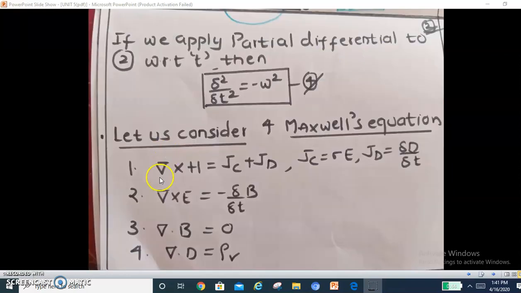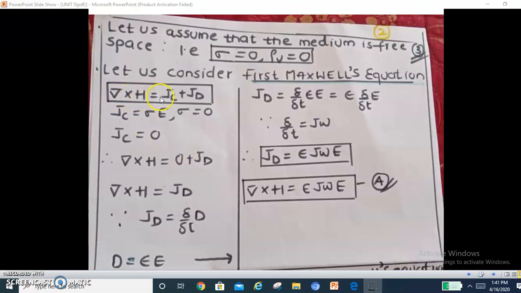Now let us start with the first Maxwell equation. In the first Maxwell equation, we know that del cross H is equal to Jc plus Jd. As we know, Jc is equal to sigma E, and as sigma is taken as 0, Jc is also 0. So this term vanishes, and the remaining term is del cross H is equal to Jd. As we know, Jd is equal to dou by dou t of D, and D is the electric flux density, given as D is equal to epsilon E. So now this D should be substituted over here.